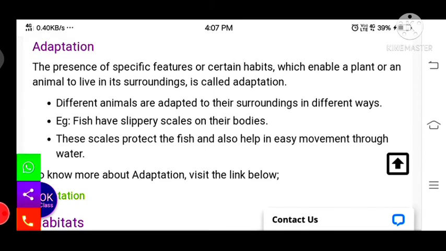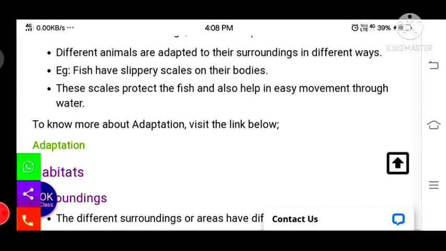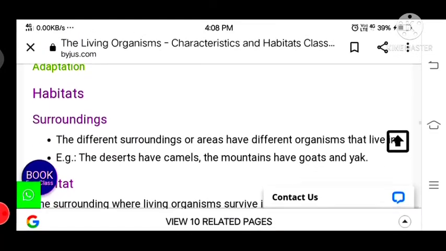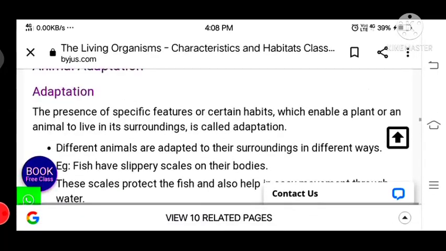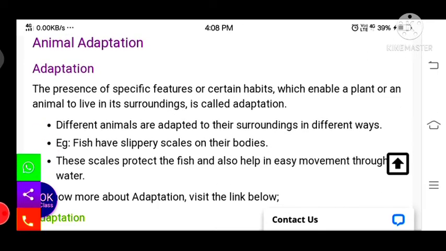Different animals are adapted to their surroundings in different ways. Like fish have slippery scales on their body. These scales protect the fish and also help it move easily through the water.